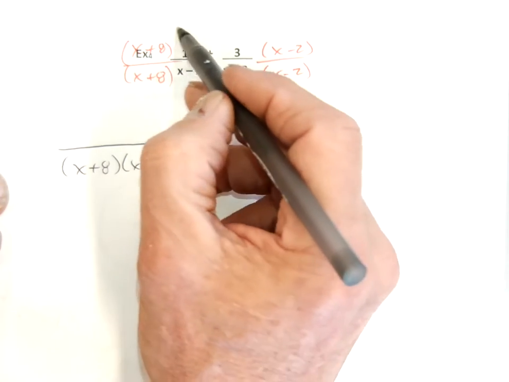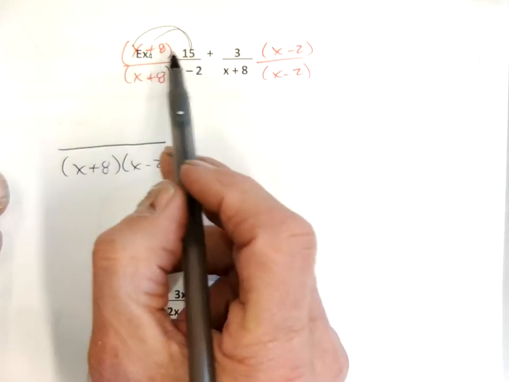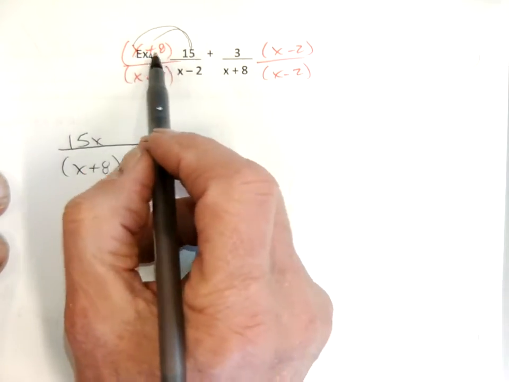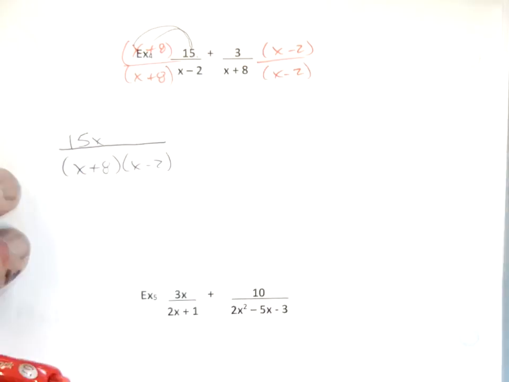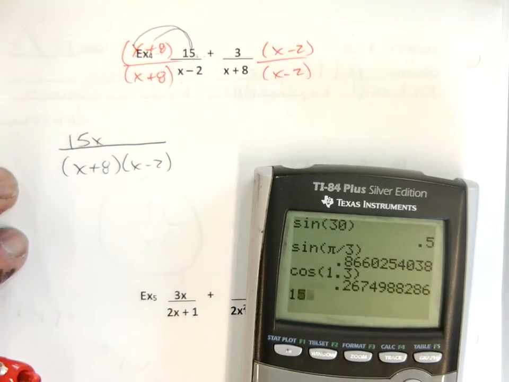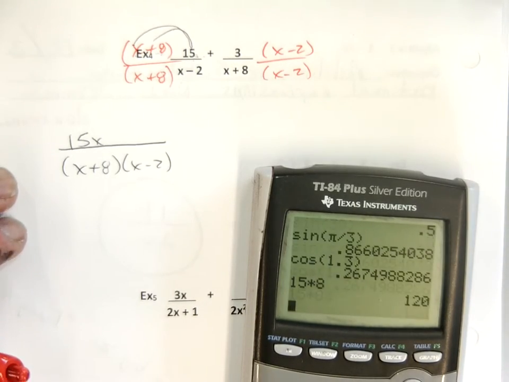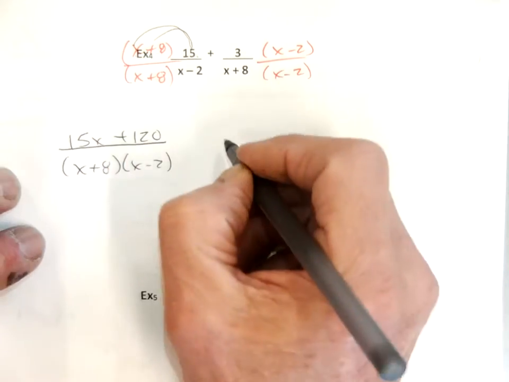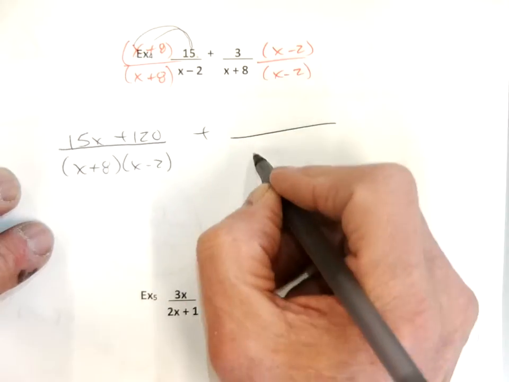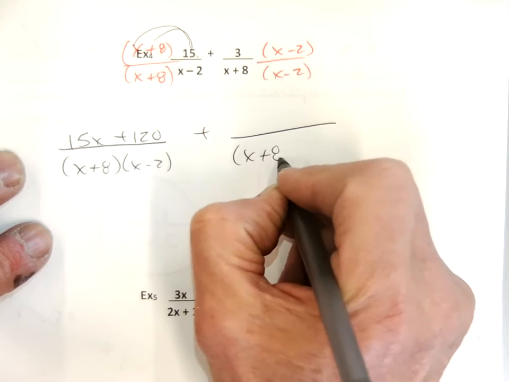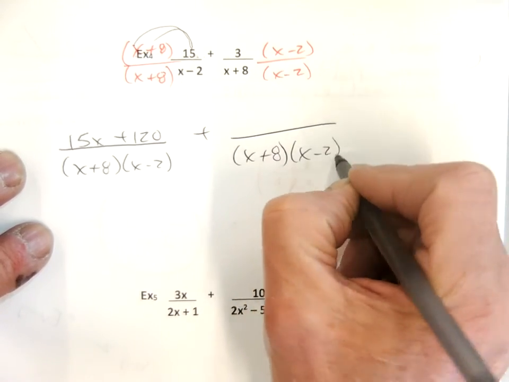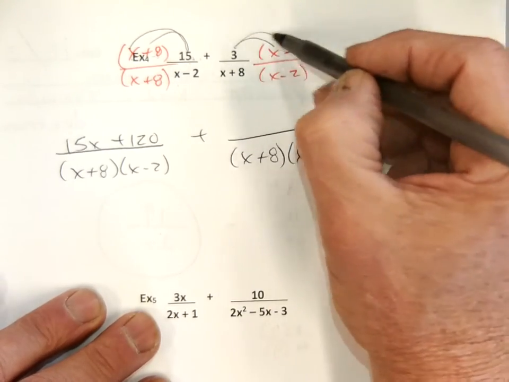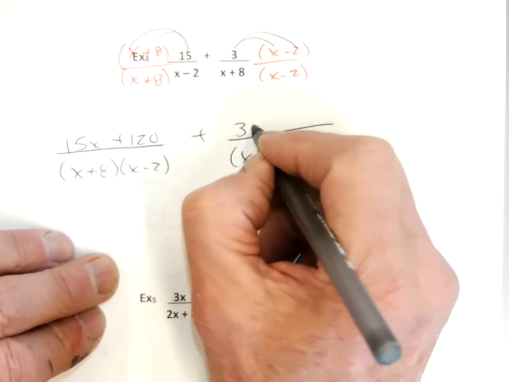My numerator is going to be, watch this, 15x. Is that 90? 15 times 8, hold on. 120. Nice. Plus 120. Plus, common denominator, x plus 8, x minus 2, right? And I've got to do 3 times x, 3 times 2, 3x minus 6.